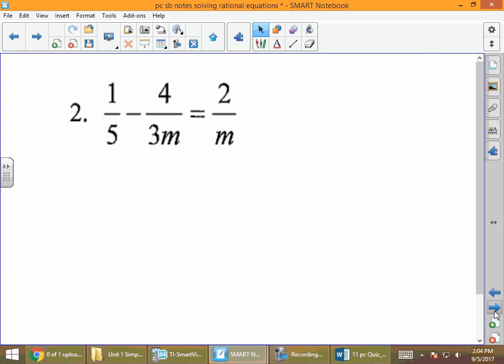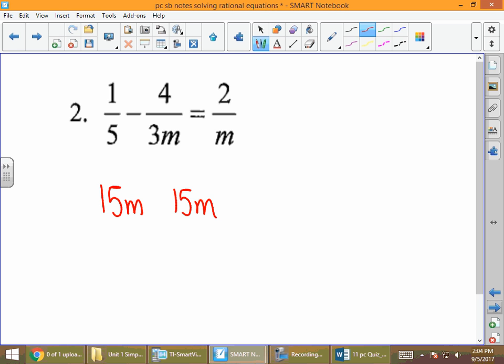And hopefully you're thinking 15m. 5 times 3. 5 is a prime number, 3 is a prime number. We multiply them together. And then we have the m. And I don't need that yet, but I do want to make that minus sign. We need to be careful with the minus.